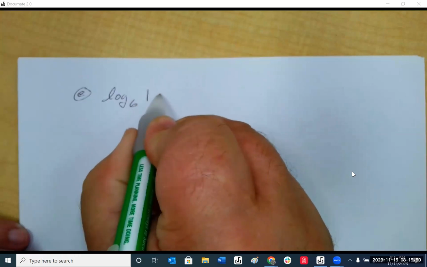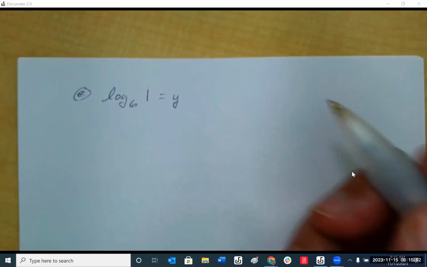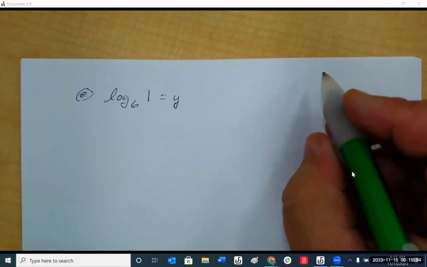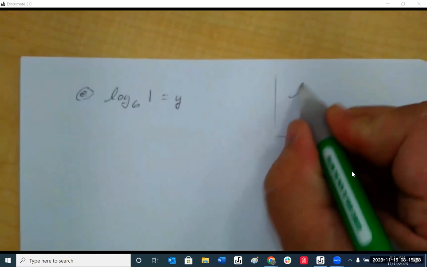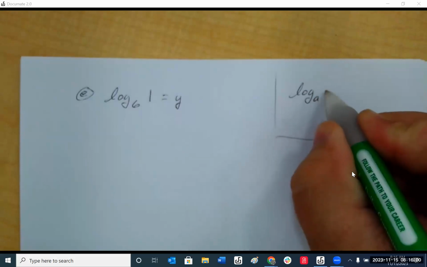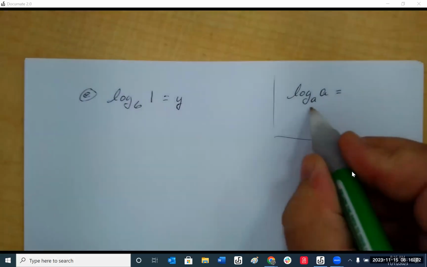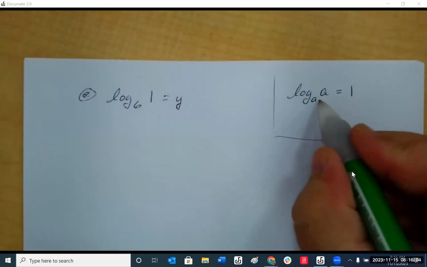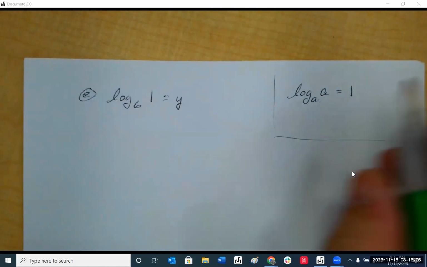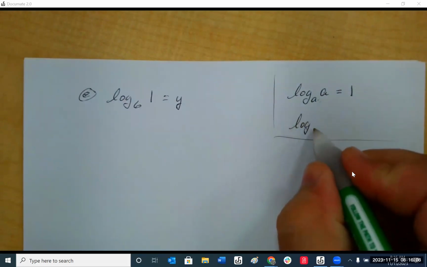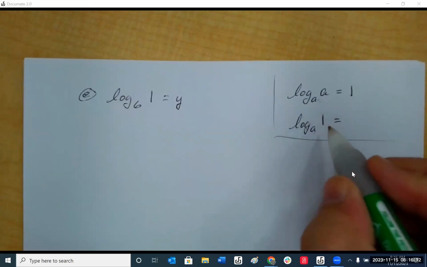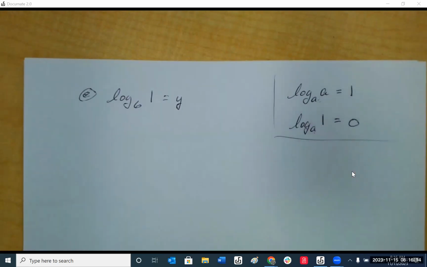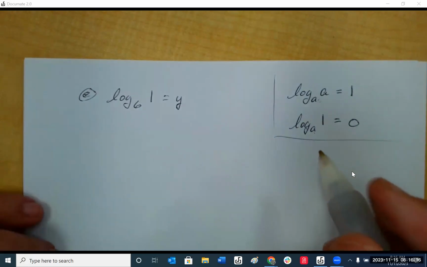Log base 6 of 1. This is another property. There are 2 special rules here with logarithms. Log base a of a is always equal to 1, if these are the same, the power is 1. Log base a of 1 is always 0. And we'll look at why that is.